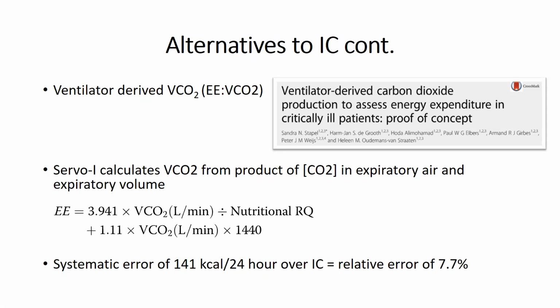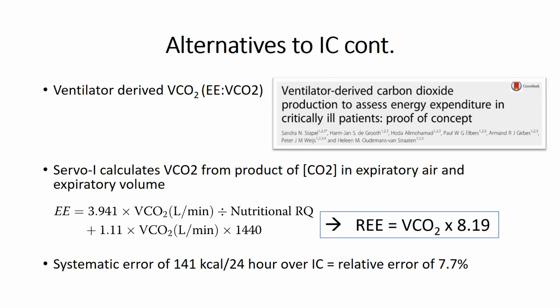And they found a systematic error of only 141 kilocalories per day over indirect calorimetry. So just taking a step back, what they were comparing was indirect calorimetry to the ventilator-derived VCO2. So that's a relative error of about 7.7%. When you compare that to the predictive equations that have very poor accuracy rate, a little bit better. A simplified equation for this is that resting energy expenditure is equal to your measured VCO2 times 8.19. And the European nutrition guidelines actually recommend using that if you don't have indirect calorimetry available.